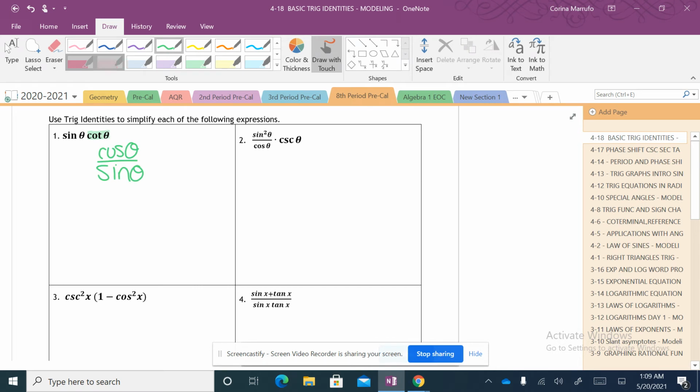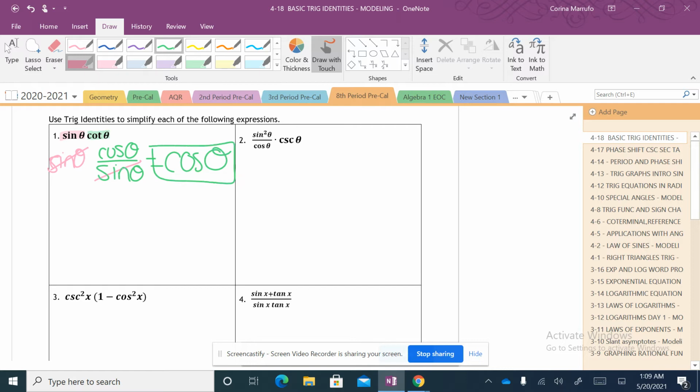Okay. And then this sine of theta is going to stay there. I'm not going to change it. And so I have a sine of theta on top and a sine of theta on bottom. They cancel each other out, and all we're left with is cosine of theta. And so that would be simplified.